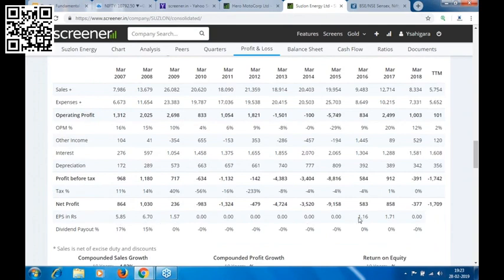EPS has declined. EPS is almost zero now. In 2007, the EPS was 5.58. Then in March 2008, the EPS was 6.70. After that, you can see that EPS is almost zero now. Dividend payout, it is not a dividend paying company. It paid dividend only for the 2 years.